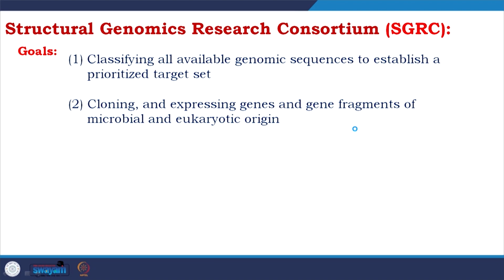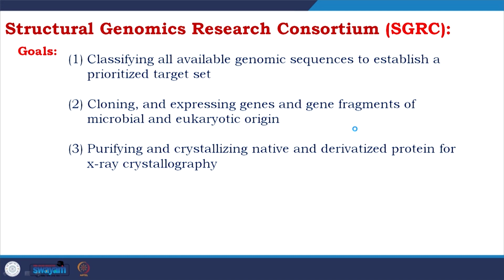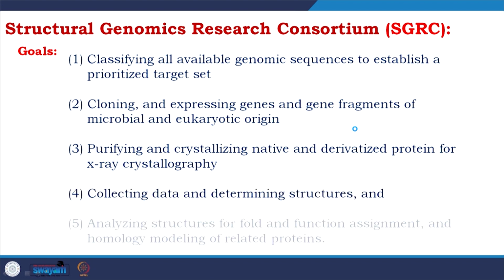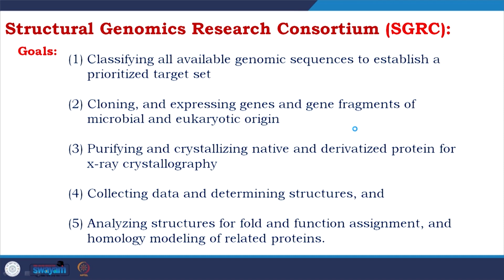They want to select a lot of genomes instead of single genes: cloning, overexpression, and purification in a high throughput way, purifying and crystallizing native and derivatized proteins for X-ray crystallography, collecting data and determining structures, analyzing structures for fold and function assignment, and homology modeling of related proteins. They know that when doing high throughput, they get some proteins to crystallize, but they don't get all the other proteins. So if there is fold matching, they also solve the structure of these proteins by computational techniques.